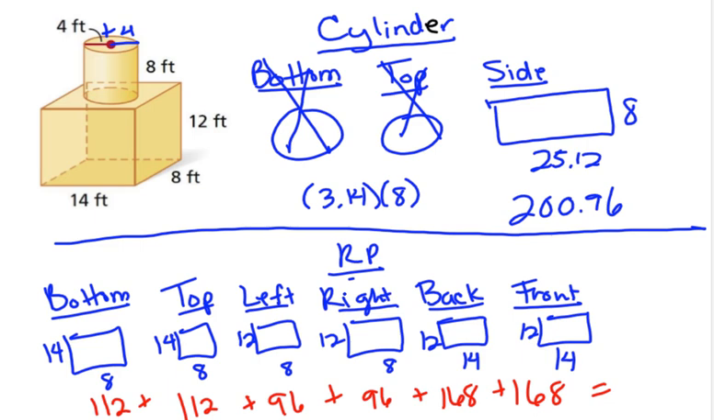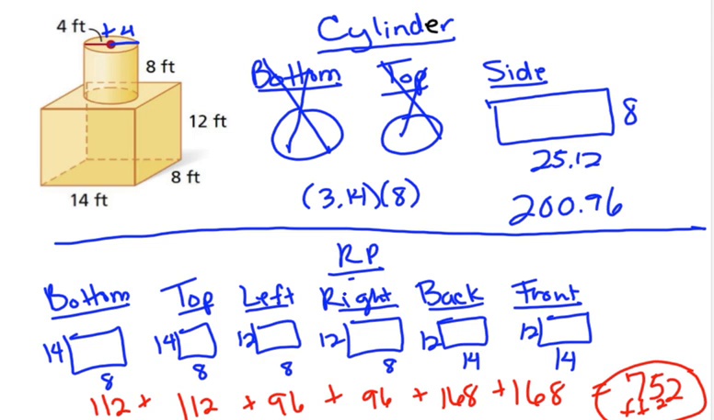112, 112. I get 752. I'm going to double check that because I was singing along with that. So 112 plus 112 plus 96 plus 96 plus 168 plus 168, 752. All right, and it is feet squared. And that is your answer for this composite figure.